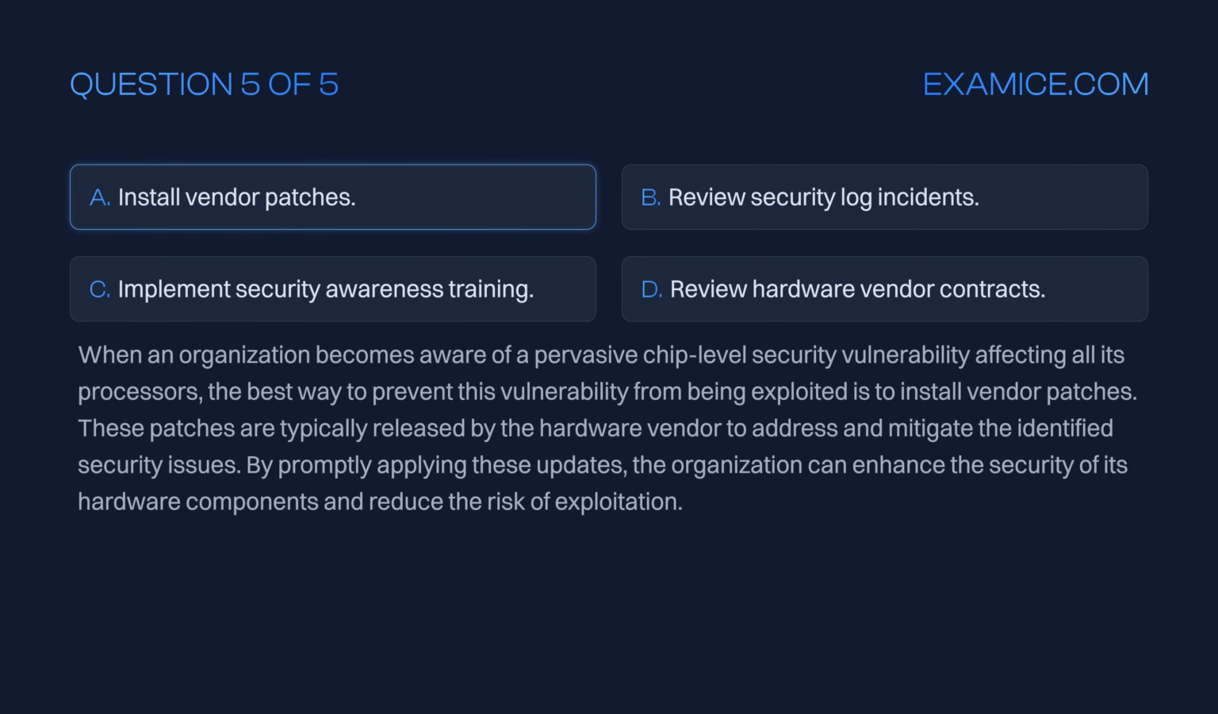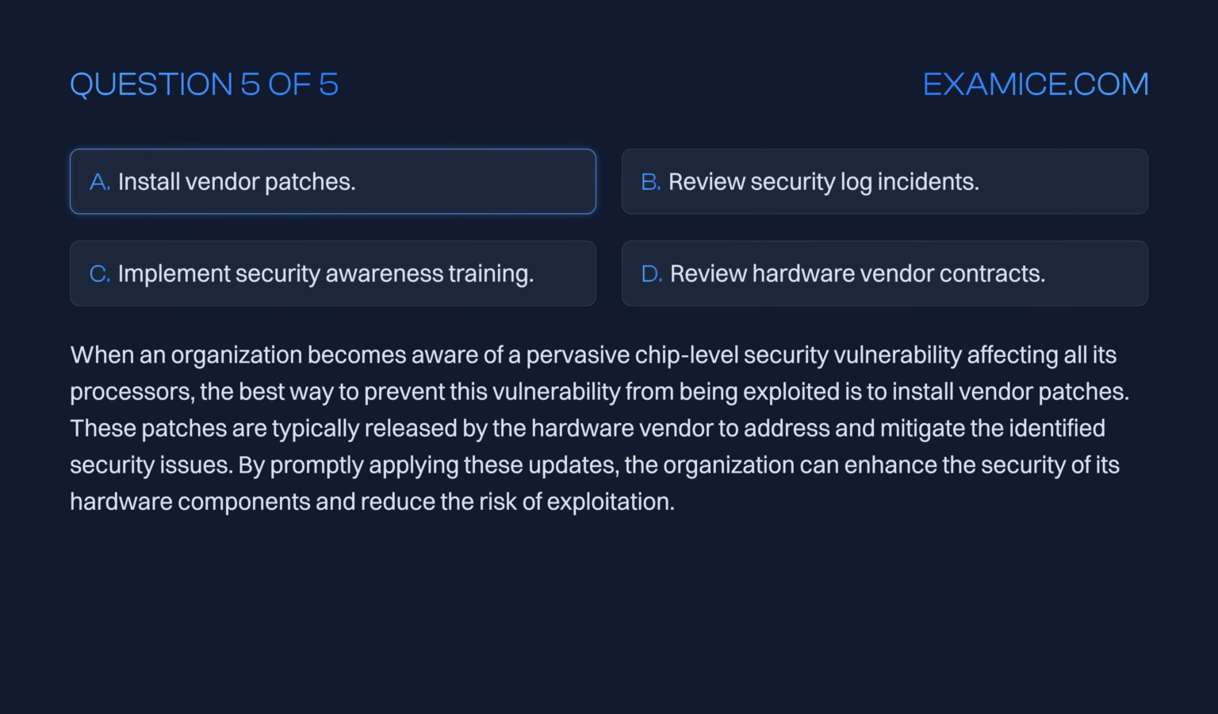The answer is option A. When an organization becomes aware of a pervasive chip-level security vulnerability affecting all its processors, the best way to prevent this vulnerability from being exploited is to install vendor patches. These patches are typically released by the hardware vendor to address and mitigate the identified security issues. By promptly applying these updates, the organization can enhance the security of its hardware components and reduce the risk of exploitation.